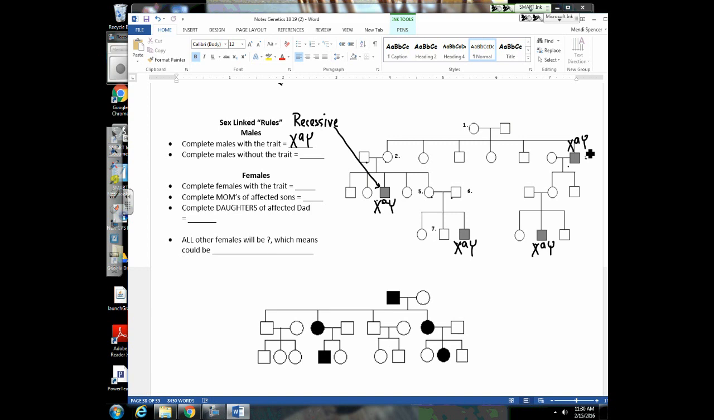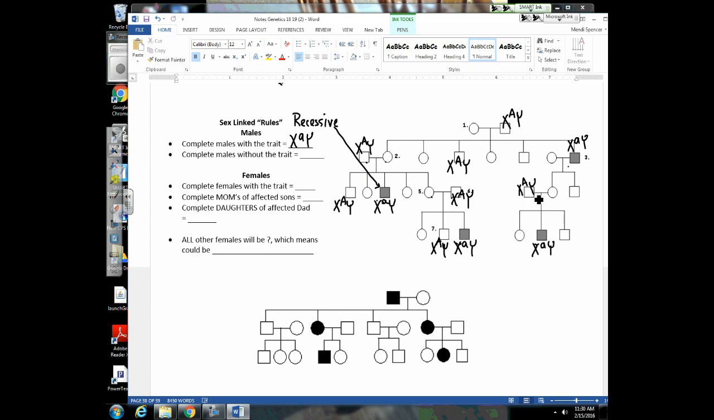Now, if you know the genotypes of the males that are shaded, then you automatically know the genotypes of the males that are not shaded. They're going to be X with that dominant allele, Y. So we can determine all of the genotypes of males that are unshaded. I'm not going to do them all to save time.